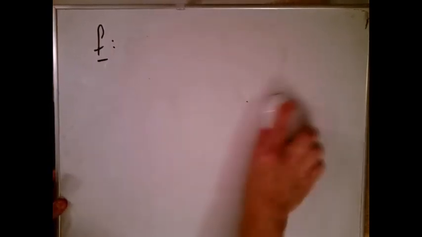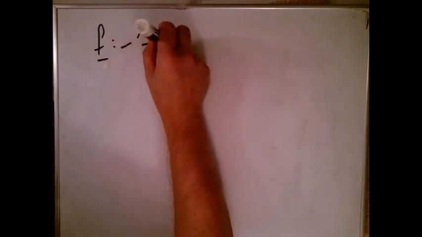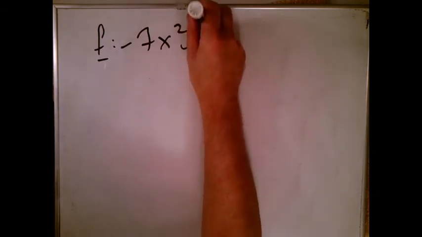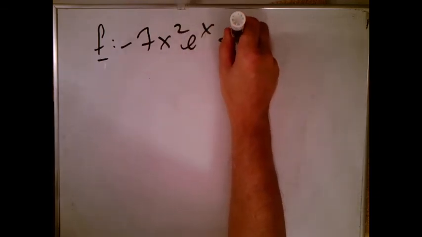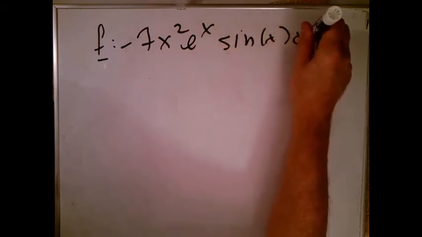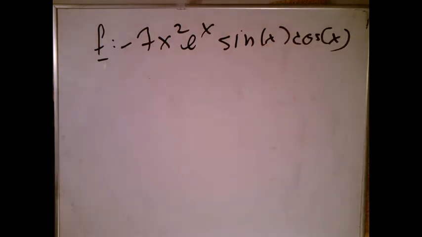The next one in the example list looks like minus 7x squared e to the x sine x cosine x. And we want the derivative of all that. Hint, hint: that's 4 things being multiplied together. Take a minute, it shouldn't take longer than a minute, and find the derivative.